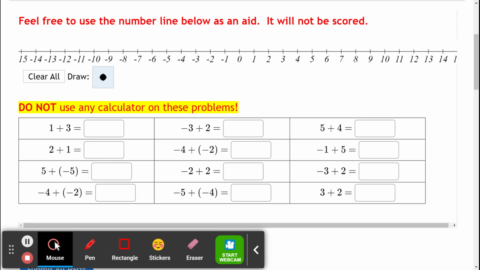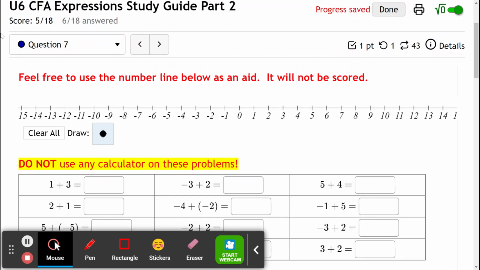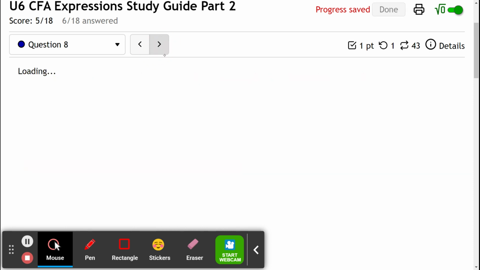Here, I'm not going to do all these. I think that should be easy practice for students. And let's go to the next one.